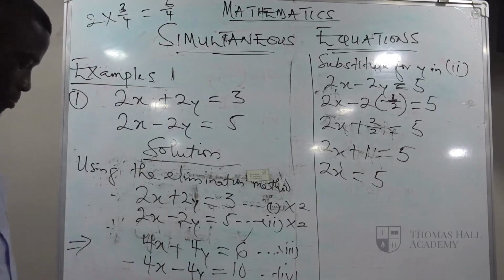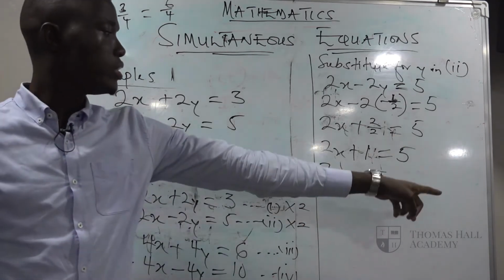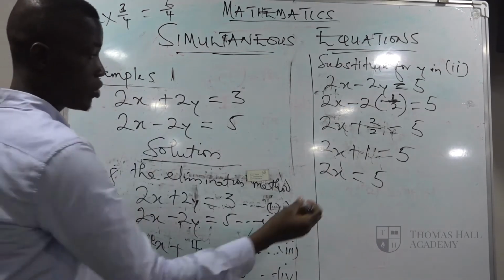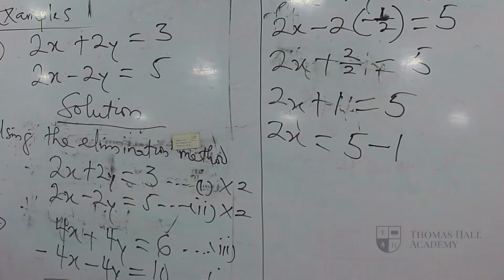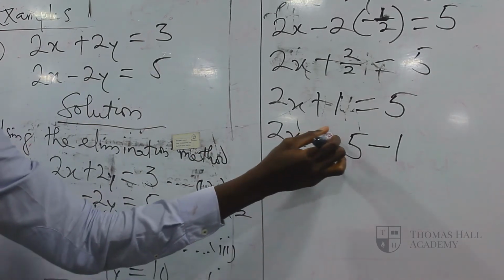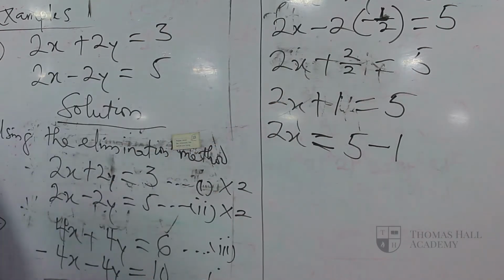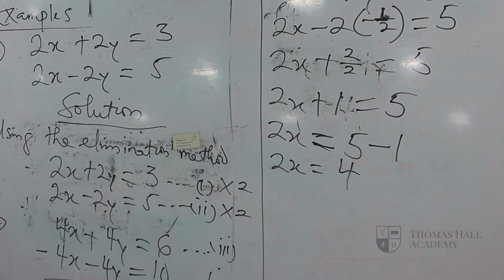I told you the last time, whenever you are moving any number or any value across the equality sign, I call it the red C. So we are moving this plus 1 across the red C, and it becomes minus 1. But when you are not moving across the equality sign, don't change the sign of that value. The initial sign has to remain. Therefore, 2x equals 5 minus 1, which gives us 4.